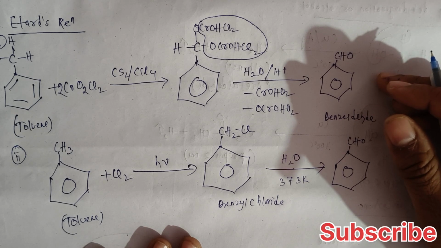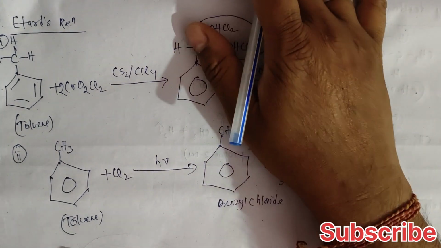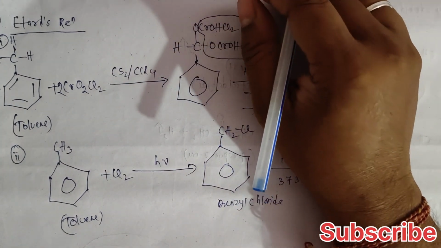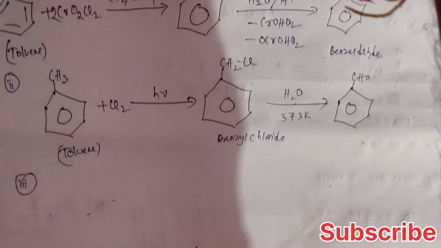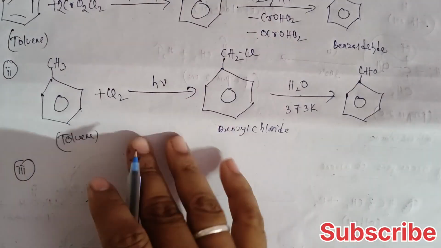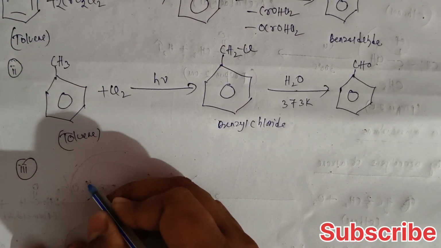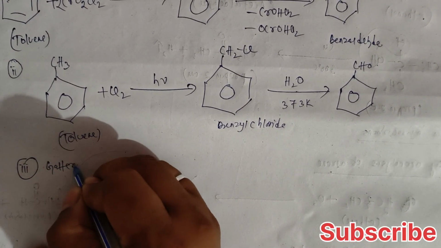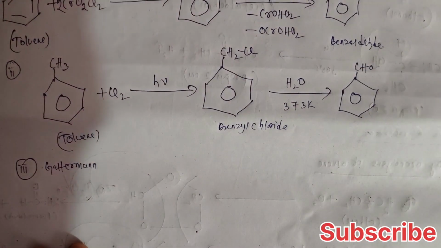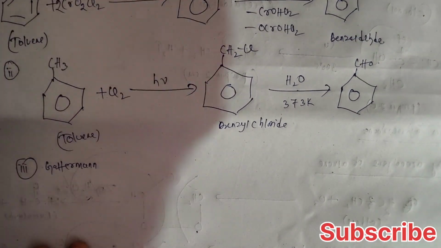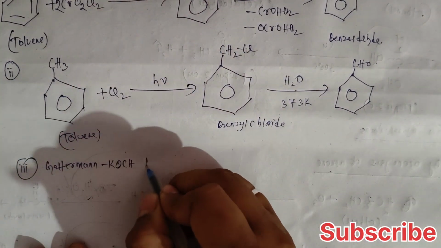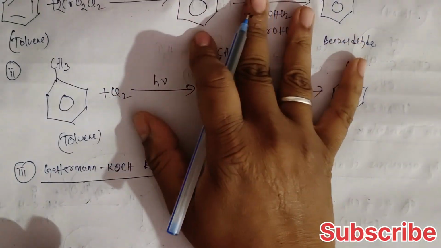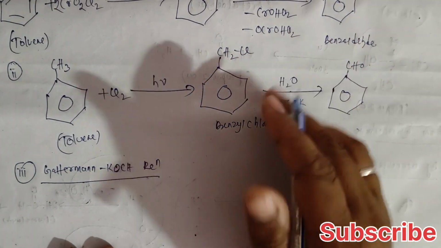Next, we have to understand the Gattermann reaction. The third reaction is the Gattermann reaction, which also uses a hydrocarbon, that is benzene. Actually, this reaction is called the Gattermann-Koch reaction. So what is the Gattermann-Koch reaction?